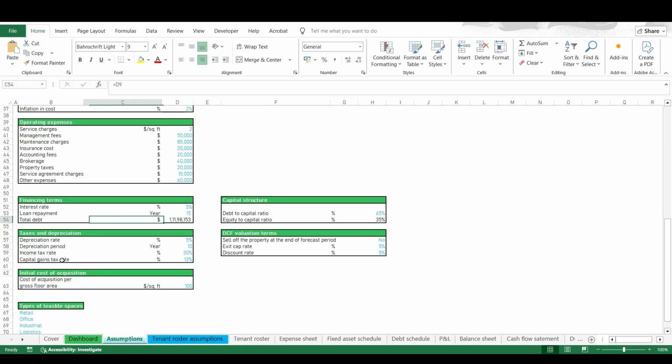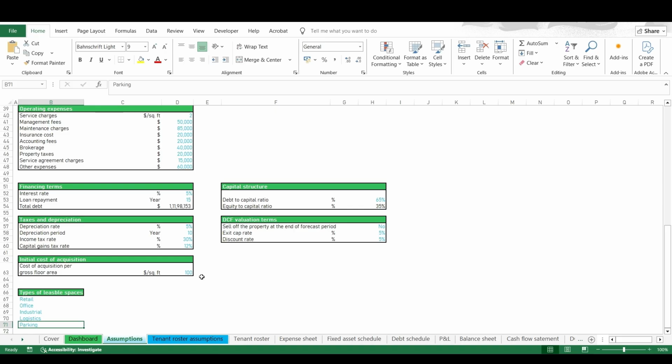This total debt has been calculated based on the capital structure, which is how much debt and how much equity we want in our capital structure to be. Then we have some tax depreciation assumptions and all of that. Then we also have our DCF valuation terms. At the end of the project, we will have a terminal value of our property and we want to find out what the current worth of that property is, so we'll use DCF valuation terms for that. Then we also have initial acquisition cost, how much we'll need to pay per square feet to acquire the properties. Then we have types of leasable spaces such as retail space, office space, industrial, logistics, and parking space.